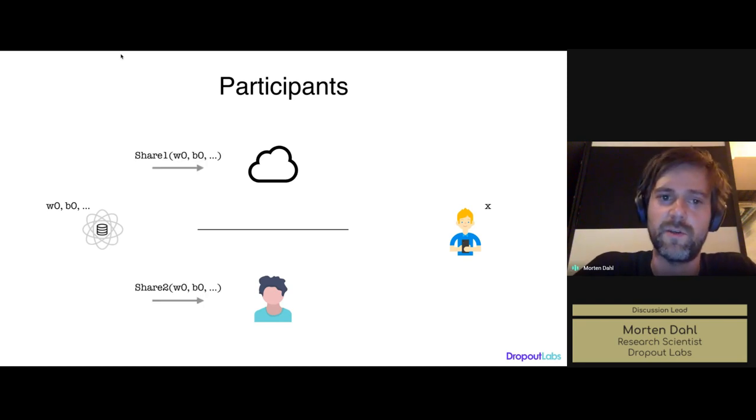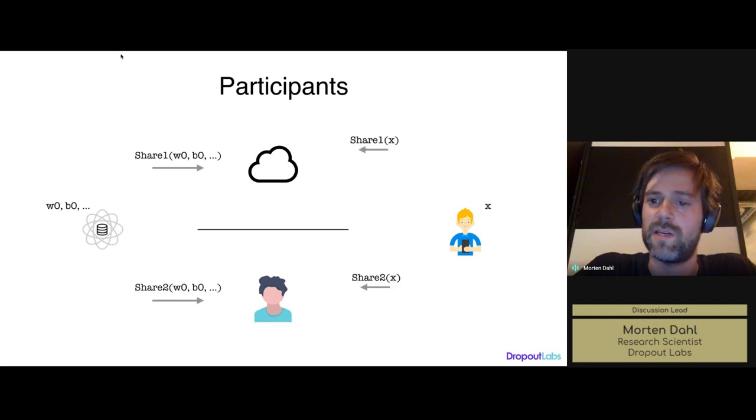The first step is we're going to share the weights between the prediction service and the helper. Then we're going to ask the prediction client to share his input. We're going to run a computation between these two, and they're going to send back, in this case, the logits, since we're doing image analysis, to the prediction client.